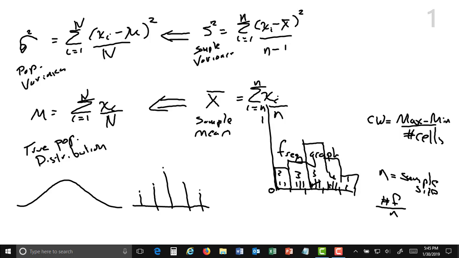Okay. So my point is that once you do this, it's no longer called a frequency graph. They call it a relative frequency graph. It's the same thing, right? I just divided by n on each cell. Okay? Anybody? Yeah? Okay. So this is like a histogram then. It's really a graph of our relative frequency.